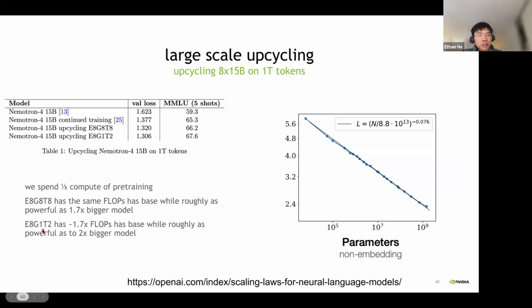And the non-fine-grained model, well, top 2. This is the same config as the 8x7 Megatron. It has increased flops because of top 2. That's roughly 1.7x more flops, and it's roughly 2 times as powerful as the original model. Given that we only spent like 1/8 of the original pre-training compute, this is indeed some saving compared to training these MoEs from scratch.